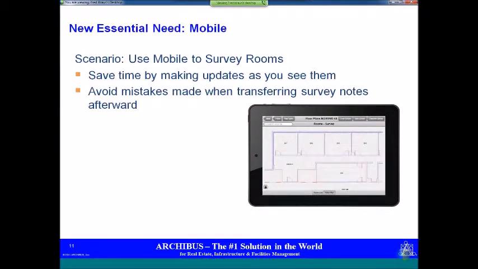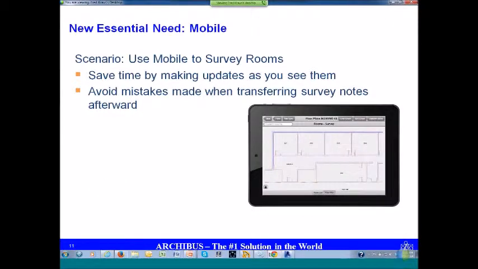assets. So suppose in this scenario, there's a new floor in BOSMET that just came online, and the surveyor just wants to use his or her mobile device to make the room assignments while walking around. And again, if you do it by walking around, you're avoiding mistakes. You're avoiding space because you don't have to transfer survey notes afterwards. You could just do it right on the fly. So let's go to the mobile interface.